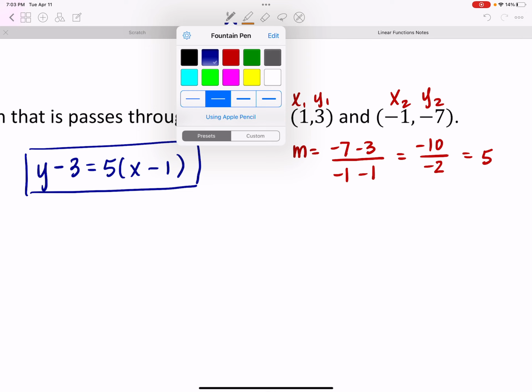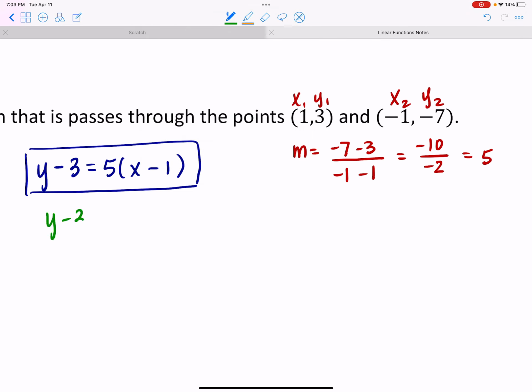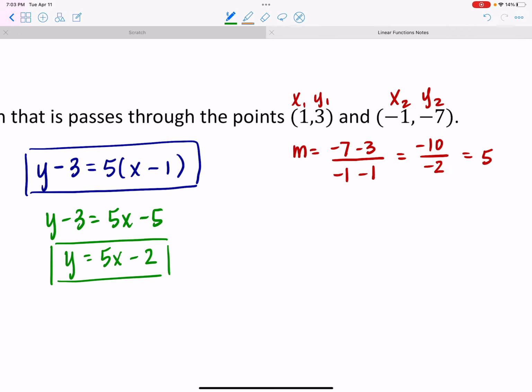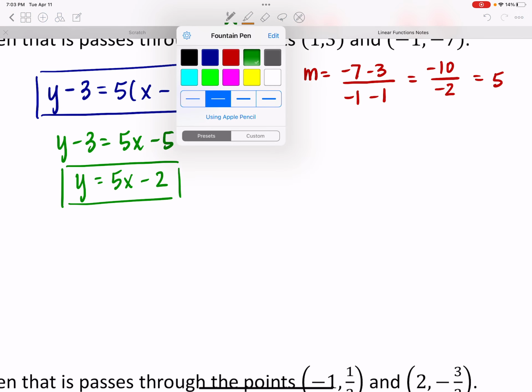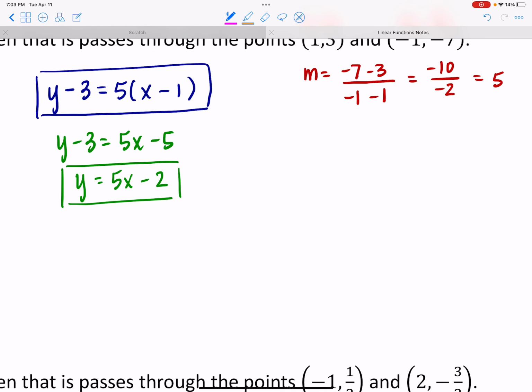So if I simplify this point slope form, then I have y minus 3 equal to, distribute the 5, so 5x minus 5, and then add the 3 over. So y is going to equal 5x minus 2, and now I have my slope-intercept form. And then just a quick rearrangement, subtract the 5x over, so a negative 5x, a positive y equal to negative 2 becomes my standard form. And we did it, okay?